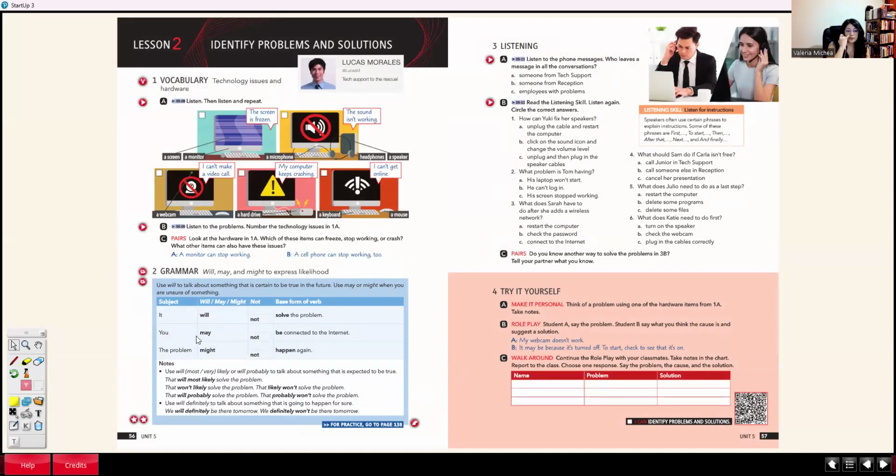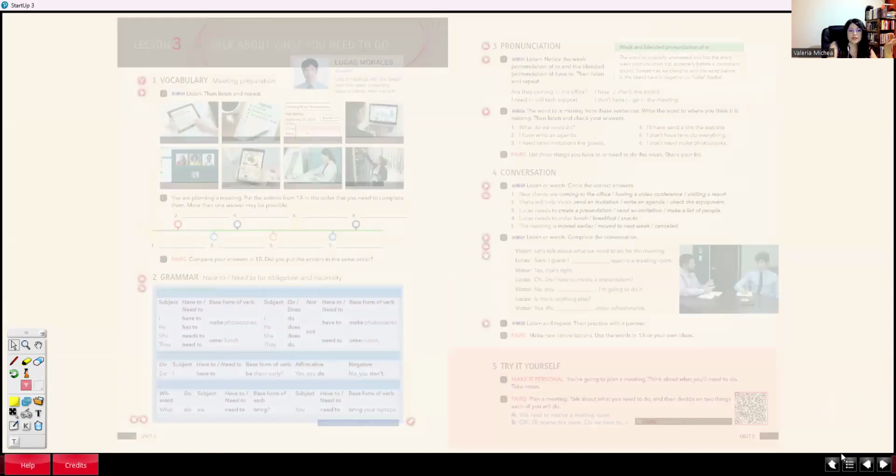In the second lesson in the book, you only have will, may, and might. But last class, I was talking to you about all modal verbs and not only will and may. So that's something that we are going to look at next week, when I'm also going to show you how to use probably, most probably, likely, etc. But that's next week.